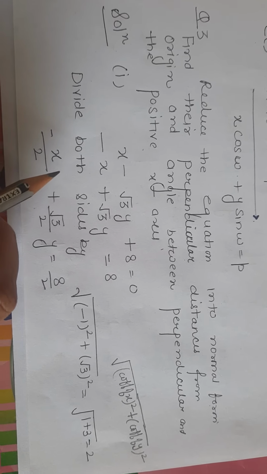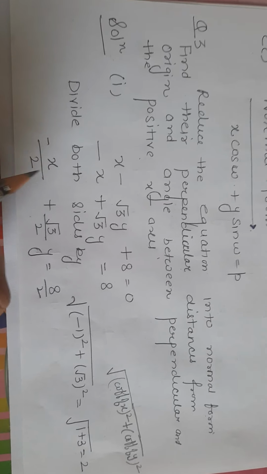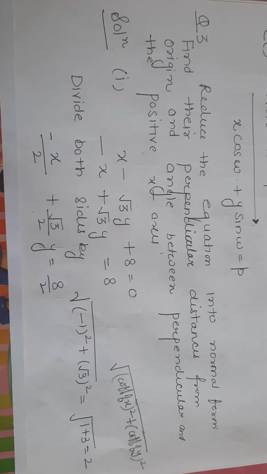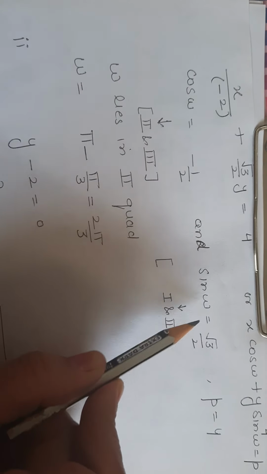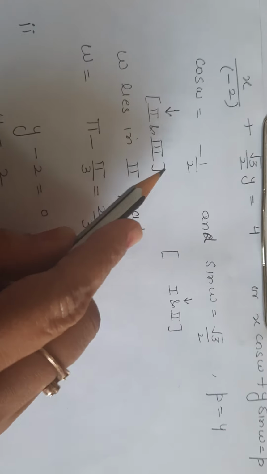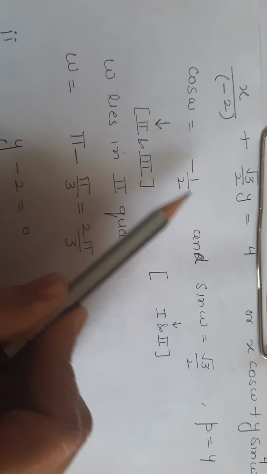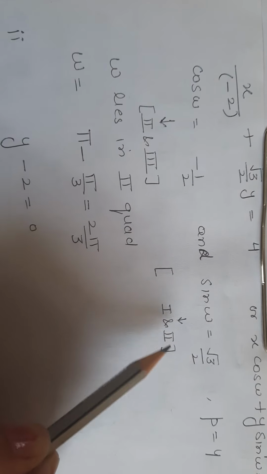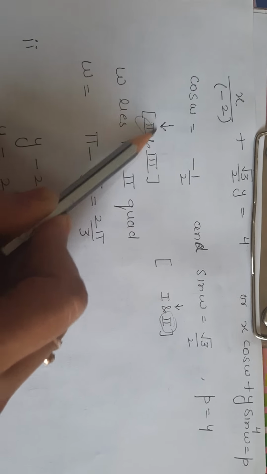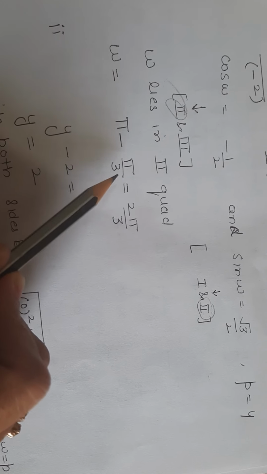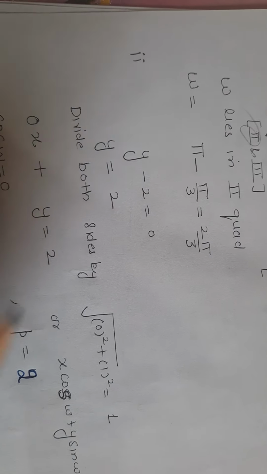Now compare this equation with x cos omega plus y sin omega equal to p. So your p will be 4. Cos omega is minus 1 by 2 and sin omega is root 3 by 2. Cos negative, sin positive, only in the second quadrant. Or you can also do like this: cos negative in the second and third, sin positive in the first and second. So that means your common quadrant is the second quadrant. In the second we'll write pi minus theta. Pi minus pi by 3, where sin is root 3 by 2. So this is 2 pi by 3.